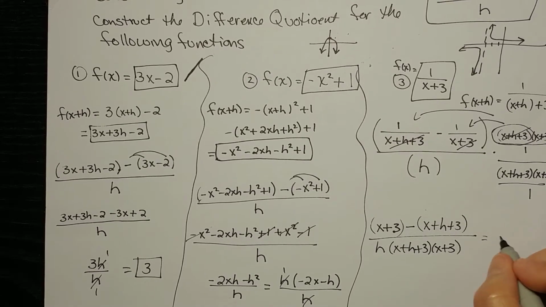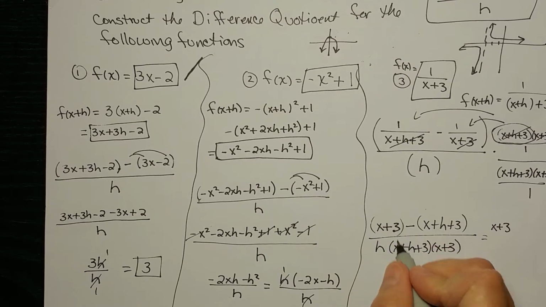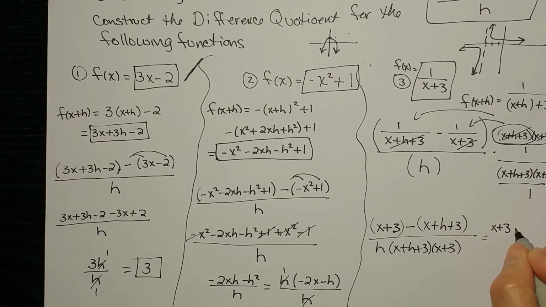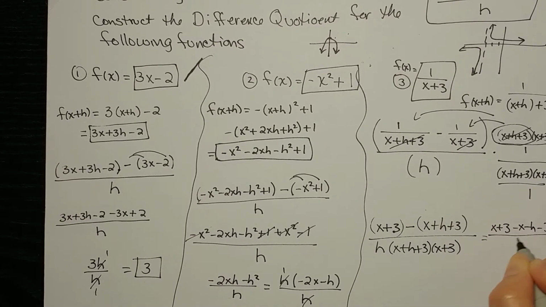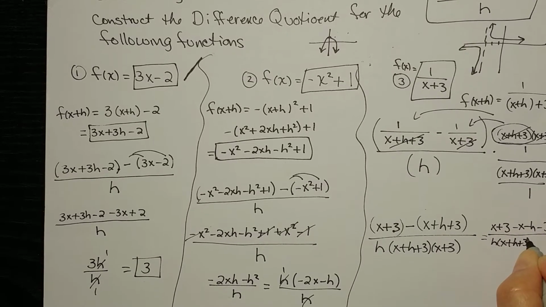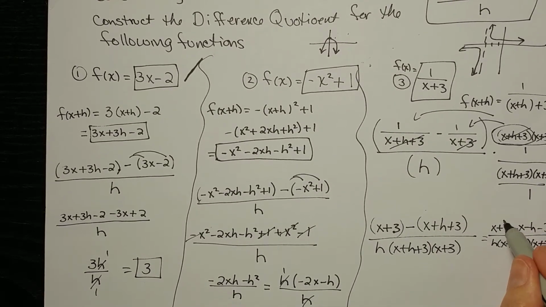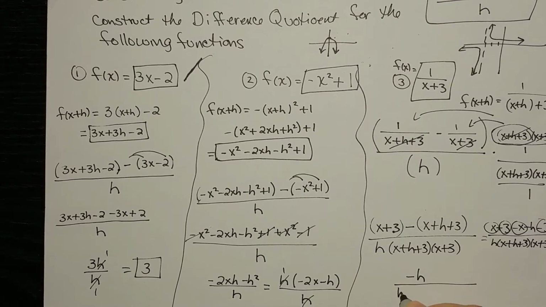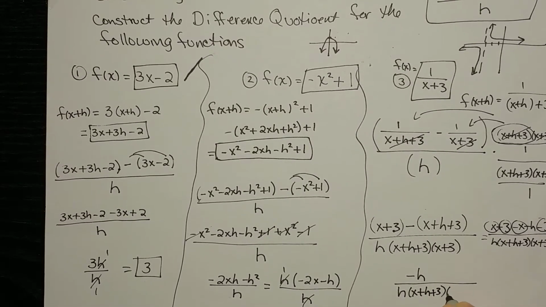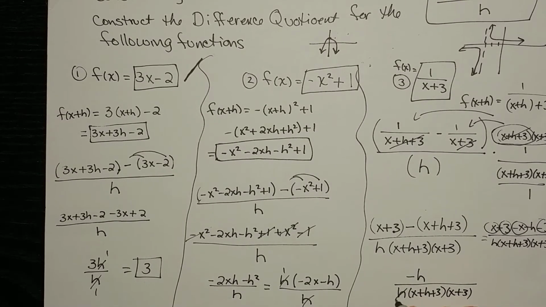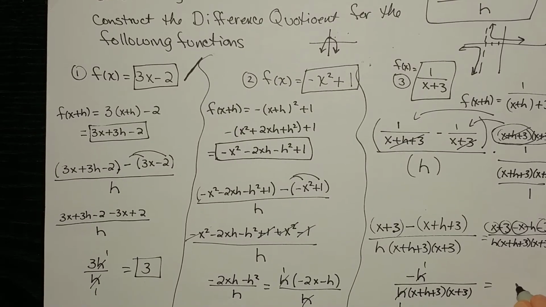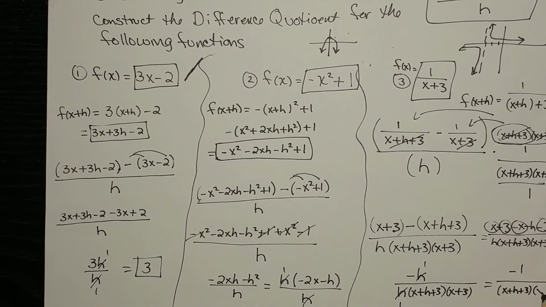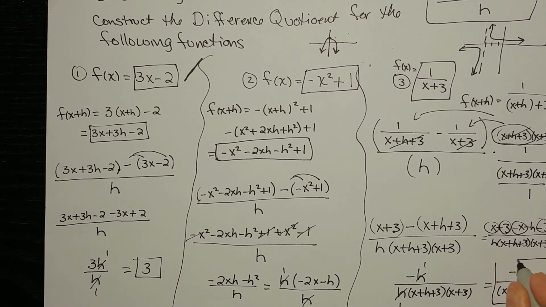Now we will simplify this. In the numerator, I get x plus 3. Again, I can just remove those parentheses because there's a positive 1 in front of that. Distribute the negative: minus x minus h minus 3, all over h times x plus h plus 3 times x plus 3. In the numerator, positive 3 minus 3 sum to 0. X minus x sums to 0, leaving me with a negative h over h times x plus h plus 3 times x plus 3. H will divide into h one time. The simplified difference quotient for this function is negative 1 over x plus h plus 3 times x plus 3. And that's the difference quotient for that one.